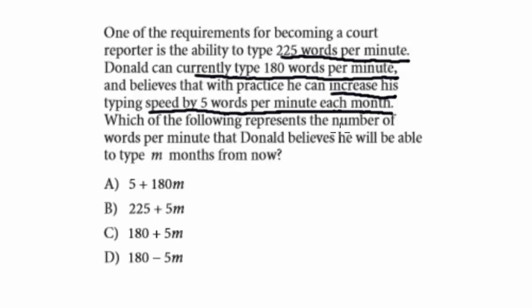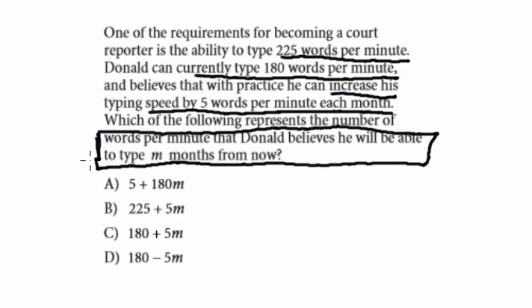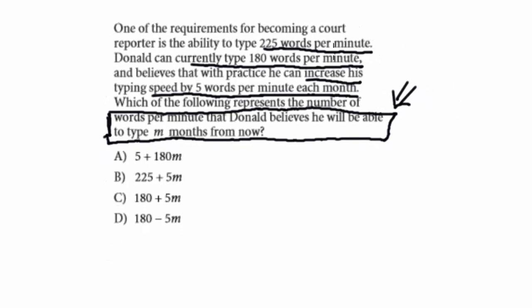Which of the following represents the number of words per minute that Donald believes he will be able to type m months from now, right? So what's important is that we're looking for the number he thinks he is able to type m months from now. We have some information, we underline some important things, we know what we're looking for. Well, does it matter what the requirements to become a court reporter are? In the context of what we're being asked, that information doesn't really matter. What matters is how many can he type now? He can currently type 180.